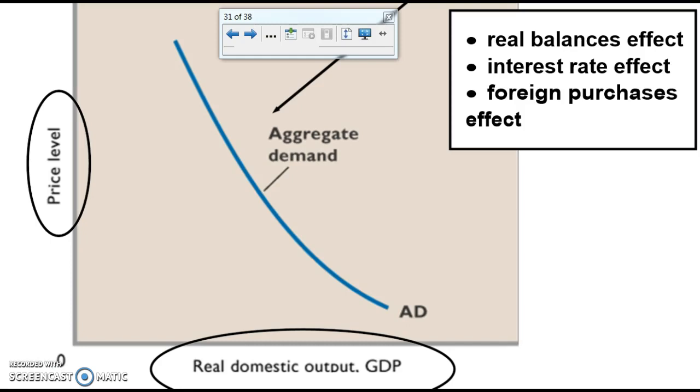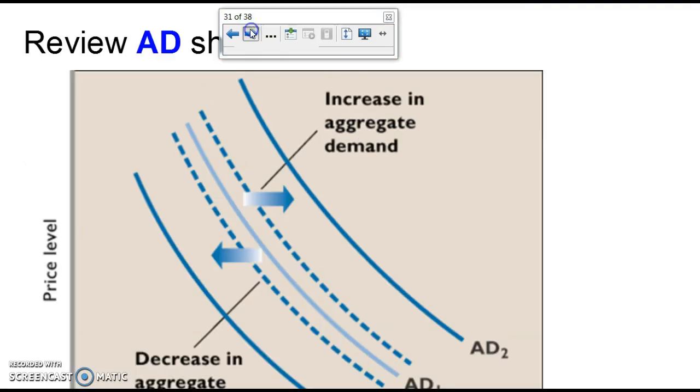The real balances effect, the interest rate effect, and the foreign purchases effect. So when price levels go up, you are effectively able to buy less because your balances don't have as much value. Interest rate effect we'll come back to more later, but basically when price levels go up, you need to actually have more cash to be able to buy things that are interest rate dependent, and that causes interest rates to go up and then those purchases to go down. And the foreign purchases effect is a lot like the substitution effect. When our goods become more expensive, we tend to rely more on buying imports. So that's just a quick review of the aggregate demand curve.